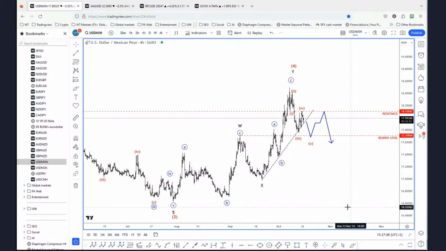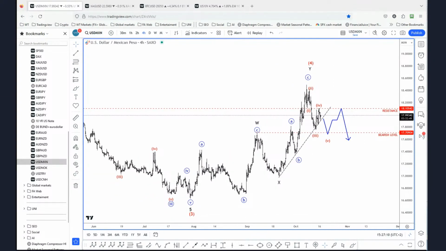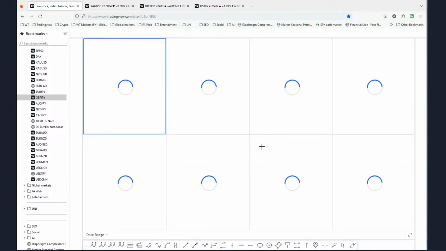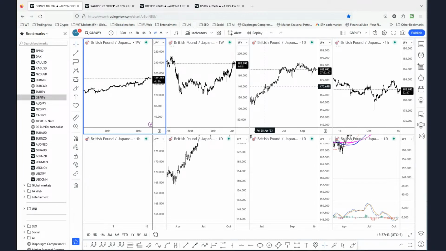Now, also, let's take a look at pound Aussie. I'm not sure if everything is, just a second. Okay. Okay, now let's take a look. Someone asked for pound yen, I think. So let me check what we have here.